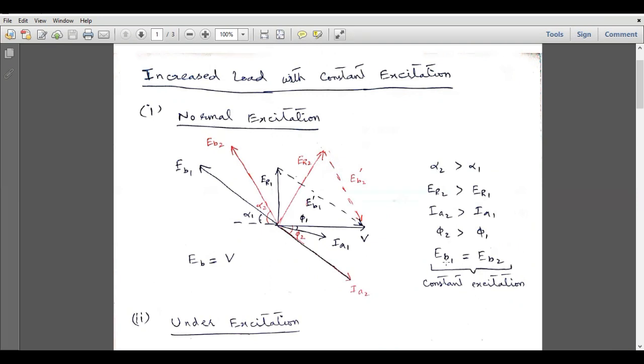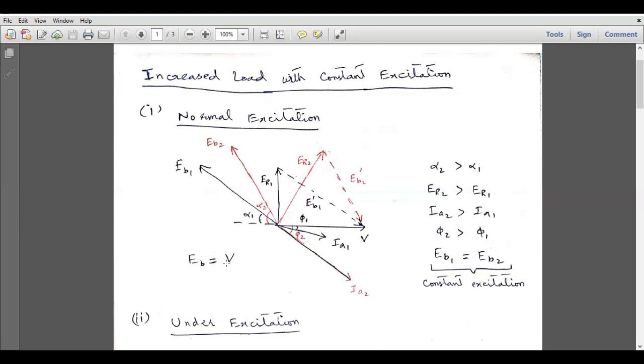So due to this reason, the back EMF also remains constant. So it doesn't change and all other quantities increase. This actually happens when we have normal excitation, when the back EMF is equal to the applied voltage.